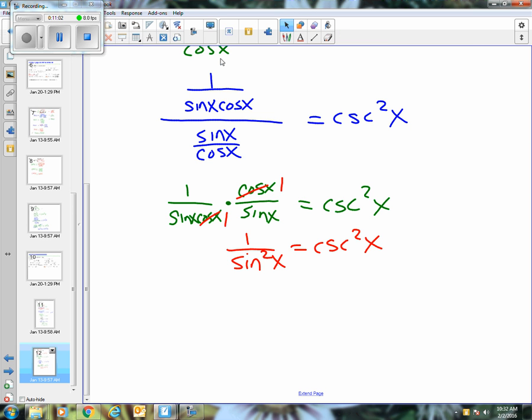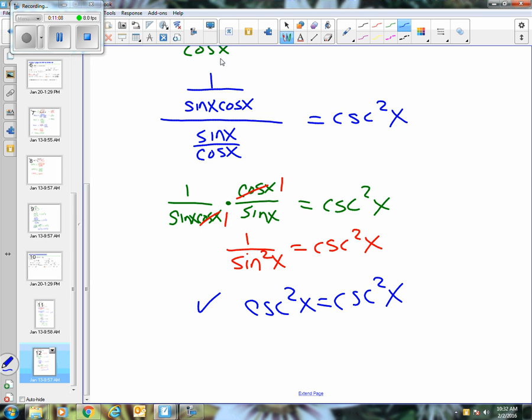So again, it doesn't have to be easy, just has to be equal. So you can decide which one you want to substitute for. But I would probably say cosecant squared. So we've proven that identity. So our job is to make them equal. That's what we're shooting for.